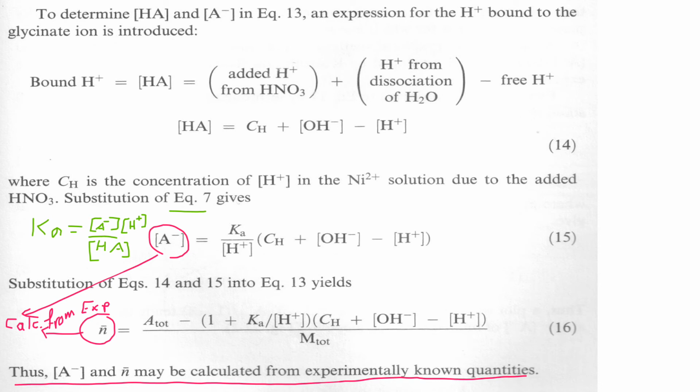You titrate, and from the H plus you measure and the concentrations you used, you can calculate N bar and A minus in solution. If you do that, you can get to the final point, which is plotting N bar versus log A minus.